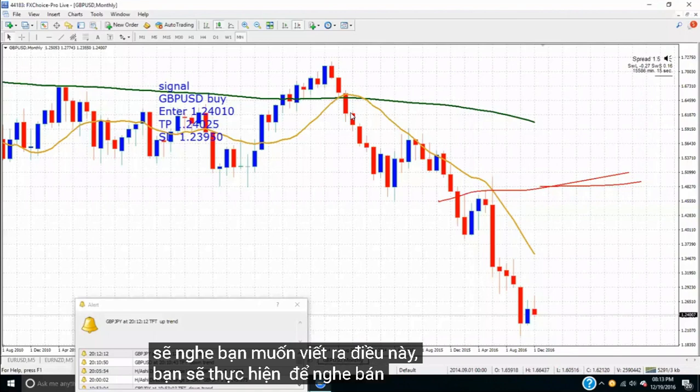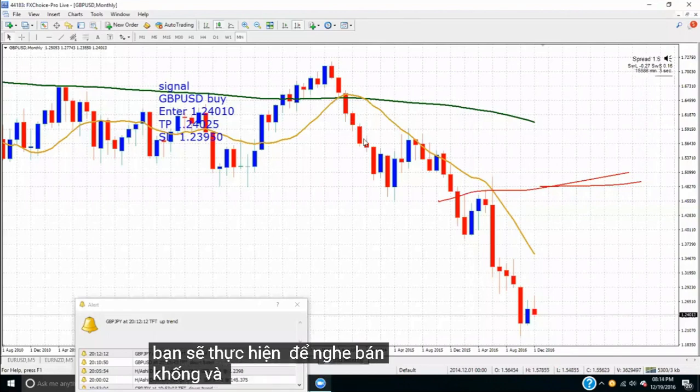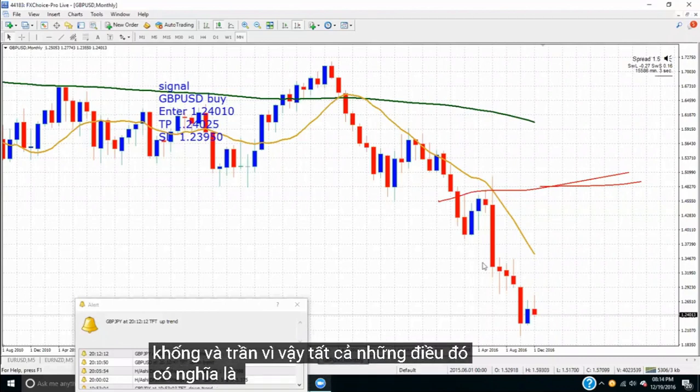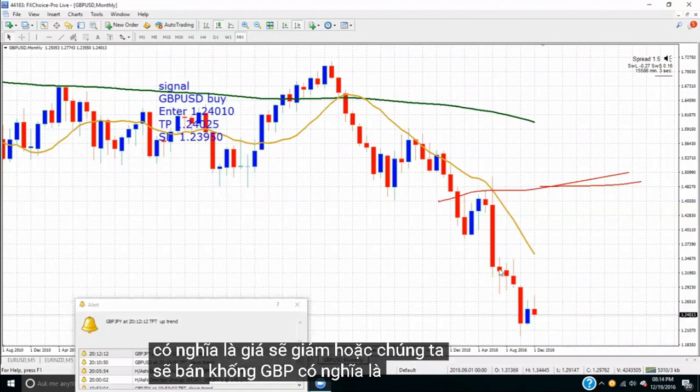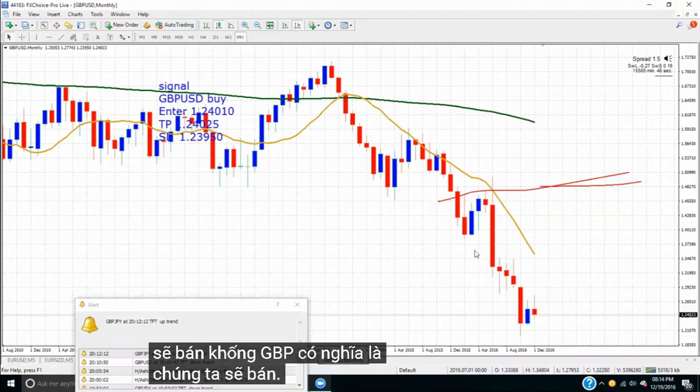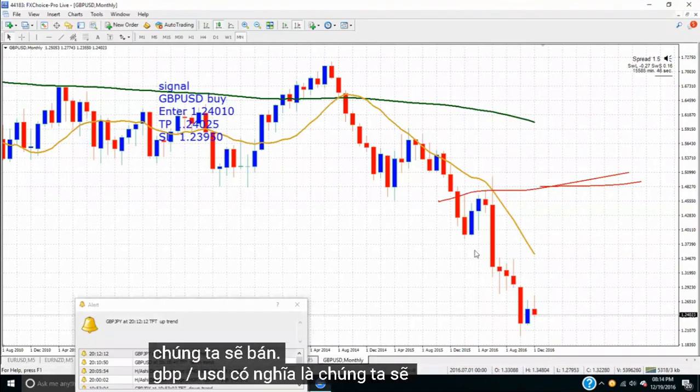You're going to hear sell, short, and bear. So all of those things mean that price is going down. Or we're going to go short on GBP, that means we're going to sell. Going to go long on GBP USD, that means we're going to buy.